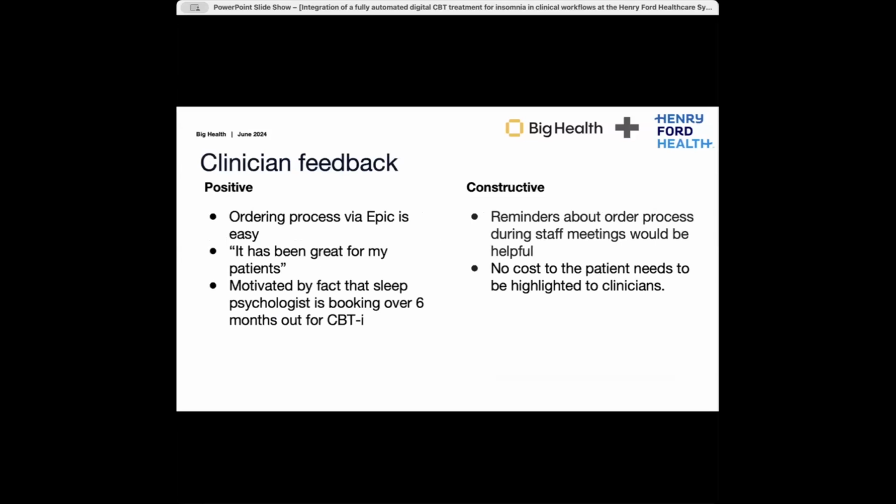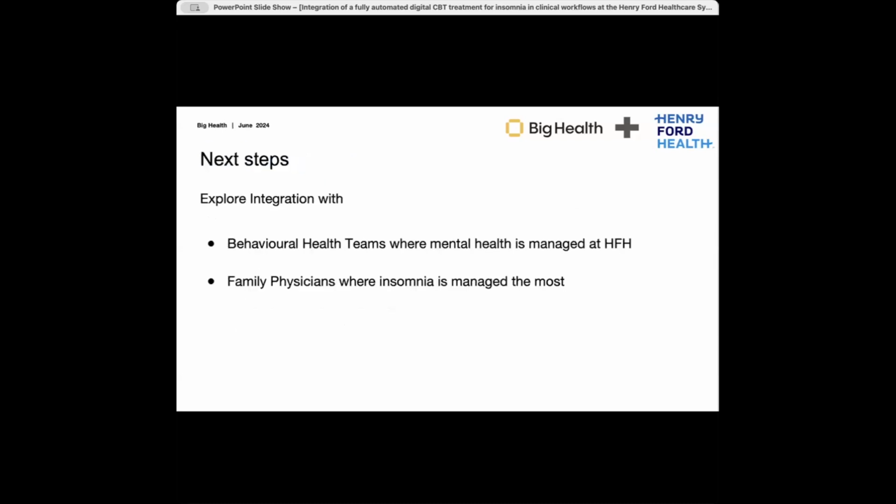Some of the clinician feedback was positive and some was constructive, whereby they liked the order flow process, but they would have liked reminders as well about the access to Sleepio, how it's spelt at times, and then to be reminded in staff meetings as well.